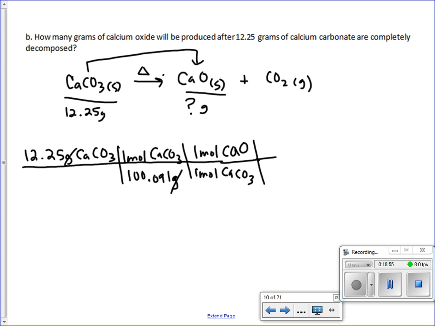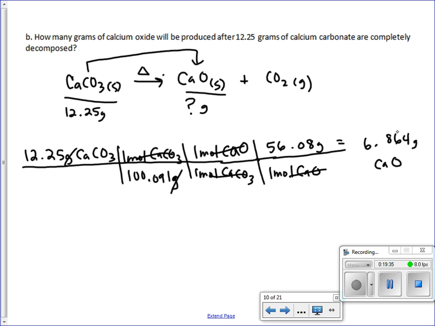That wasn't pretty, but it works. And so now moles of calcium carbonate cancel out. Now we're in moles of calcium oxide. We want to get to grams. So 1 mole of calcium oxide weighs how many grams? If you add that up, it works out to be something like 56.08 grams. Moles of calcium oxide on top cancel out moles of calcium oxide on bottom, and we'll be left with grams of calcium oxide, which is what we're asking for. Remember to multiply across the top and divide across the bottom, and when you work it out, you should get something like 6.864 grams of calcium oxide.